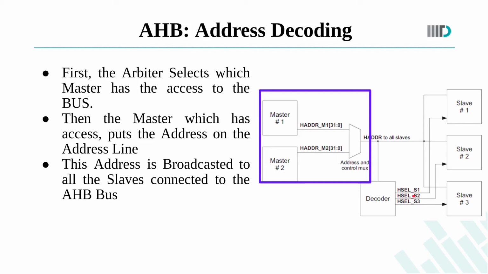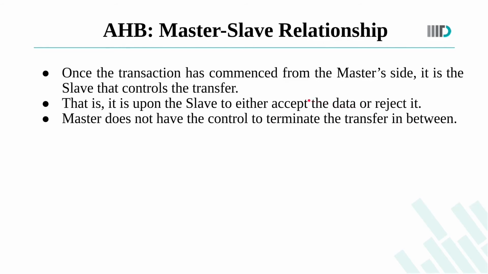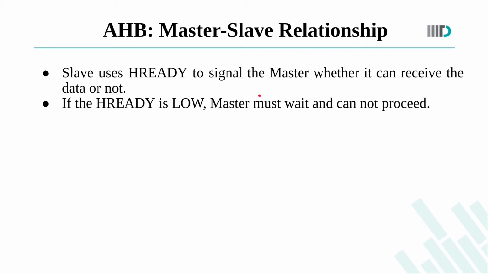So whichever HSELECT signal is asserted, that slave is active for that particular transaction. The master-slave relationship is a bit different. The master can initiate a transfer, but once it has initiated a transfer, it does not have much control over it. It must complete the transfer, and it cannot terminate it in between. It can delay it, but it cannot terminate it. The slave has almost all the control in this case. If the ready signal of the slave is deasserted, then the master cannot continue with the transfer.